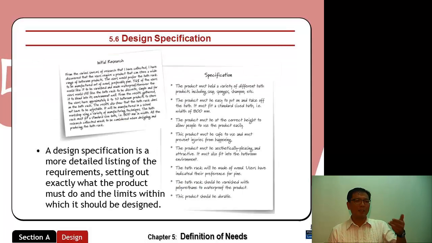Right? A design specification is a more detailed listing of the requirements, setting out exactly what the product must do and the limits within which it should be designed. So you think about that, right? And normally design specs, once crafted properly, are very useful for you to determine your design progress, because at the end of the day, your evaluation is using these specs to compare against.